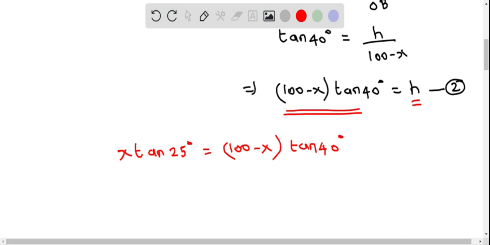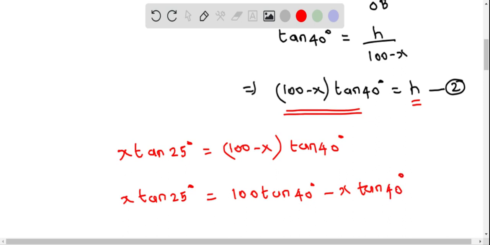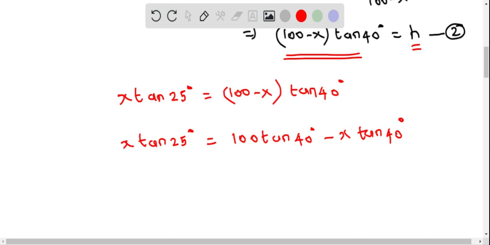Now let's solve for x from this equation. We write the left side as it is, x times tan 25 equal to, we distribute the tan 40 over 100 minus x. So when we do that, we get 100 times tan 40 minus x times tan 40 on the right side. Now let me add this quantity x tan 40 on both sides. So when I do that, I get x tan 25 plus x tan 40 equals 100 times tan 40.